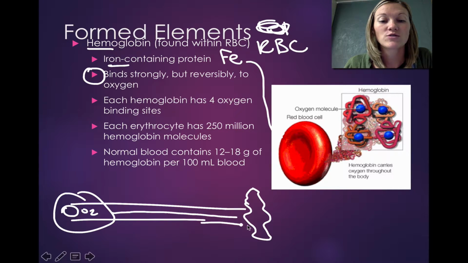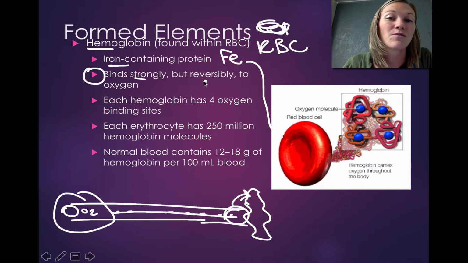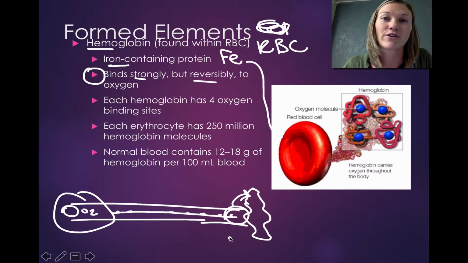cell. Okay, so if this is the cell, once that oxygen or once that hemoglobin and red blood cell get here, we will need to make sure that the oxygen will be dumped off and delivered to the body cells that need it. So it's important that it binds strongly, but it's also reversible to make sure that we still allow for gas transport to occur through our cell bodies and our capillary systems.